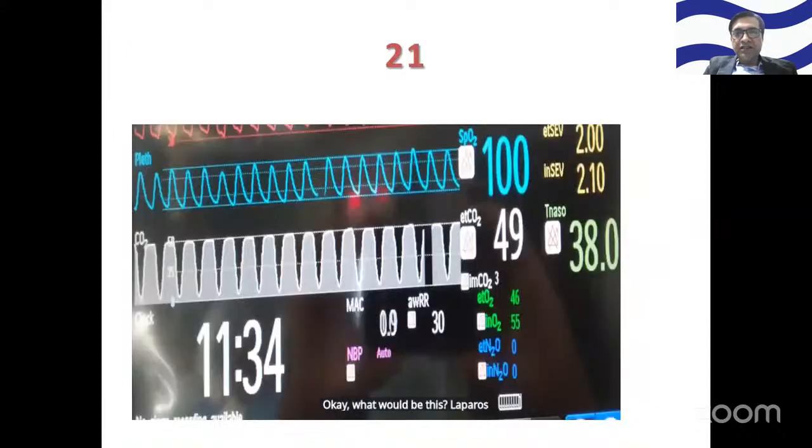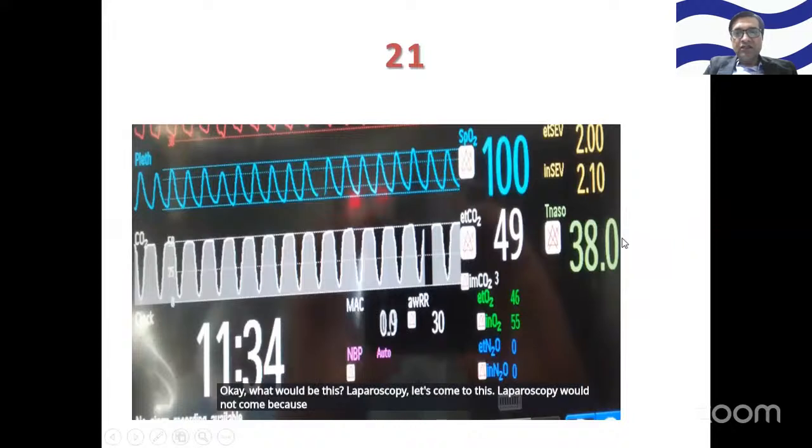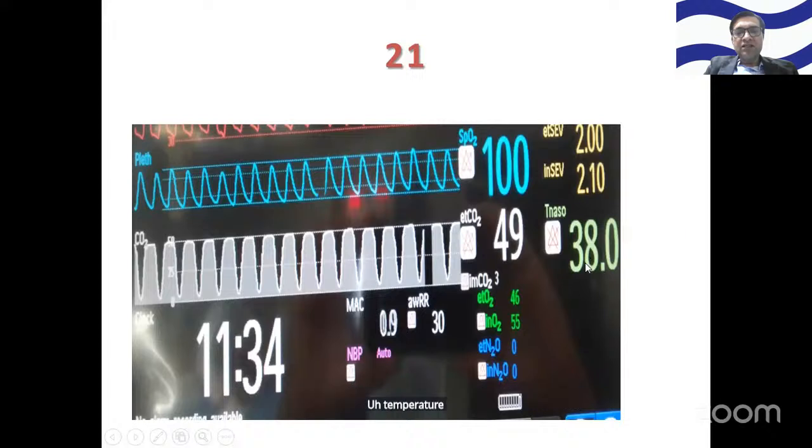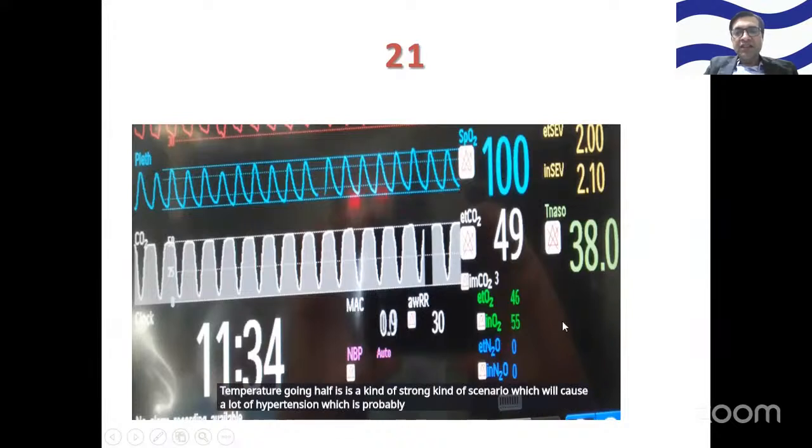Laparoscopy, let's come to this. Laparoscopy would not come because this is a spot diagnosis. Temperature is high, so that's why this is so. Thyrotoxicosis can be a possibility. Yes, tachycardia, hypercarbia, but under anesthesia with thyrotoxicosis, the temperature going up like this is a strong scenario, which would cause a lot of hypertension, which was probably not the case here. So the spot diagnosis is hyperthermia, I would say. But good, at least people are thinking, that's a nice thing.